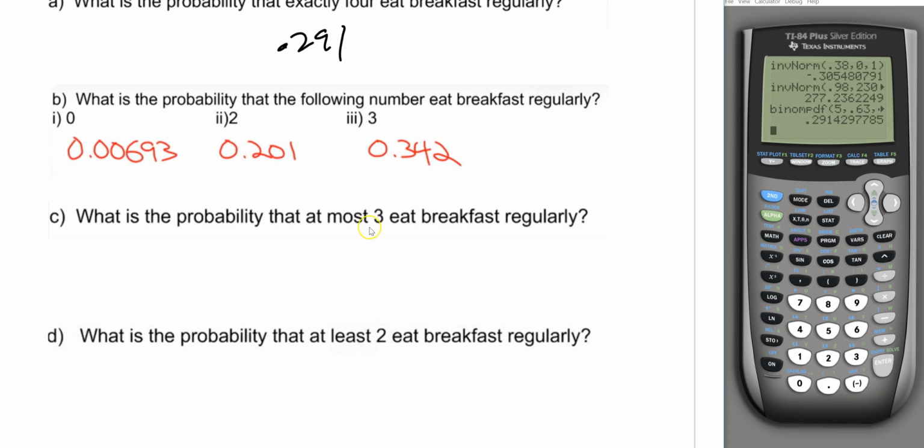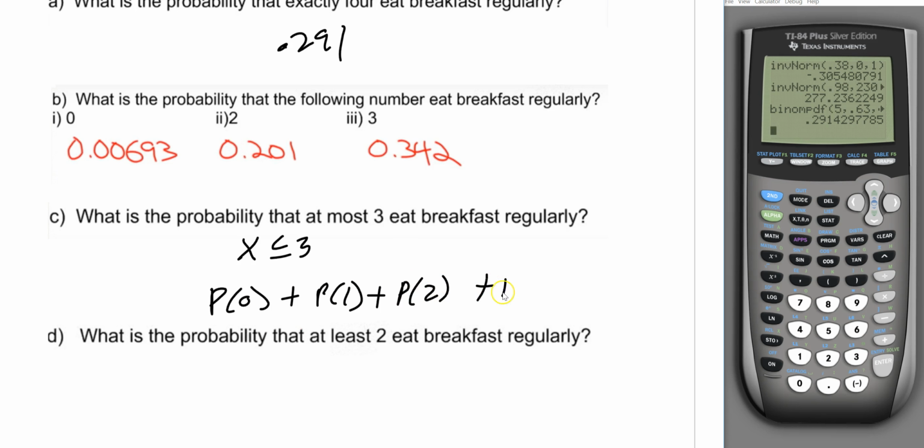What is the probability that at most 3 teenagers eat breakfast regularly? So at most means, again, for me, I just think about it as food. If I want at most 3 cookies, that means 3 is my limit. So I want at most 3, 3 is where I stop. So there's 2 ways to do this, actually. We could go probability of 0 plus the probability of 1 plus the probability of 2 plus the probability of 3. Right? That's at most 3. So what's odd? Do you get 0, 1, 2, or 3? That's what at most means.